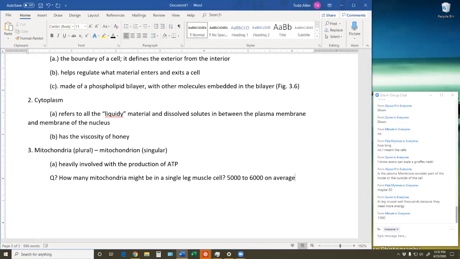Okay, and that's just to give you an idea of how many of these little energy producing power plants we have in a typical muscle cell. Now in an epithelial cell lining your mouth that doesn't have to contract or generate force for anything, then 50 might be a perfectly reasonable number of mitochondria for that kind of cell.